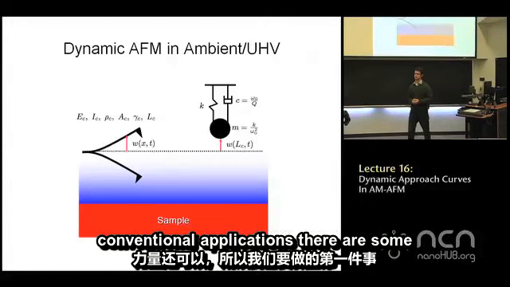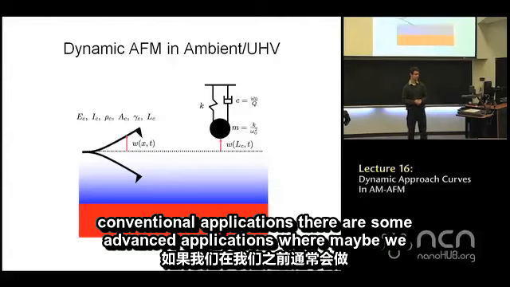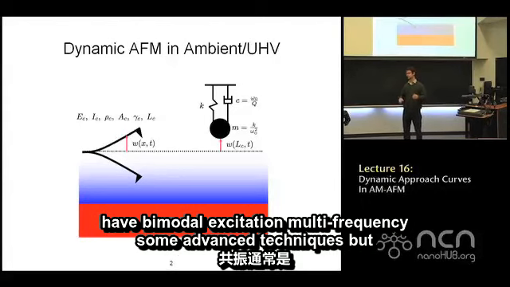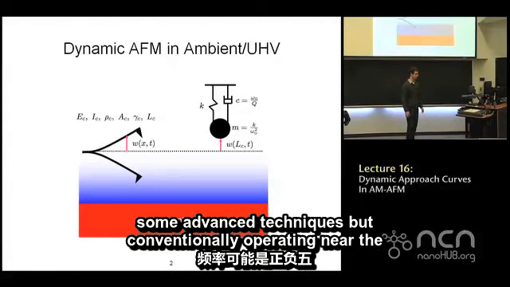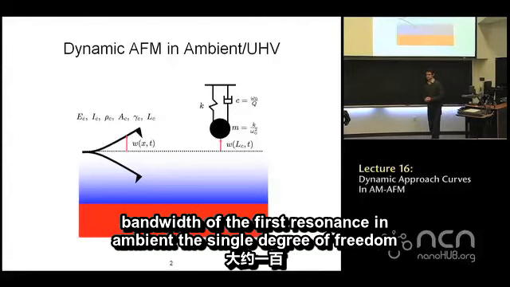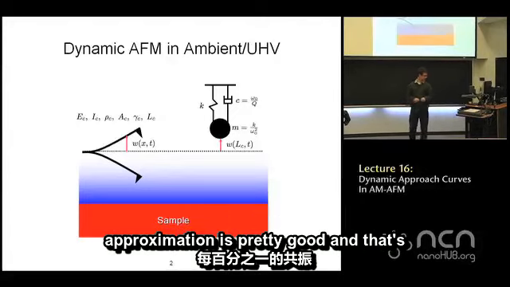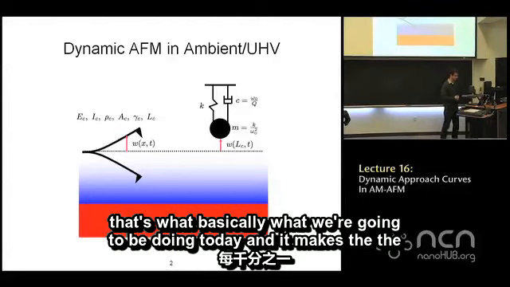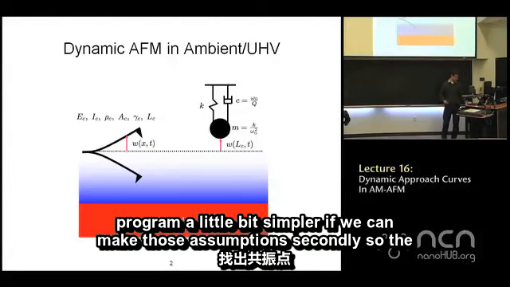There are some advanced applications where maybe we drive the cantilever off resonance, or we have bimodal or multi-frequency excitation, but conventionally, operating near the bandwidth of the first resonance in ambient, the single degree of freedom approximation is pretty good, and that's basically what we're going to be doing today. It makes the program a little bit simpler if we can make those assumptions.